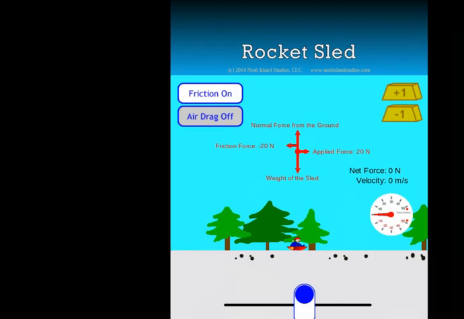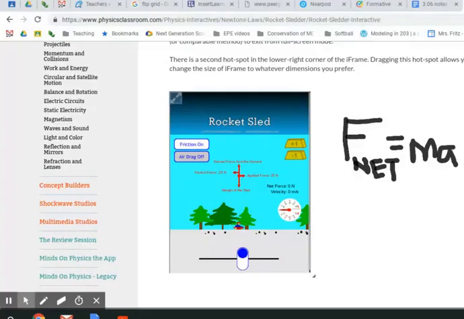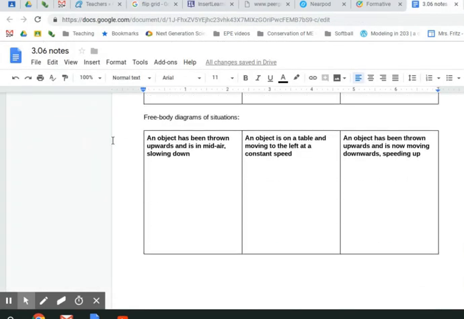And that's all directly linked with the acceleration. Okay, F net equals ma. All right, we're going to move on and draw some free body diagrams.